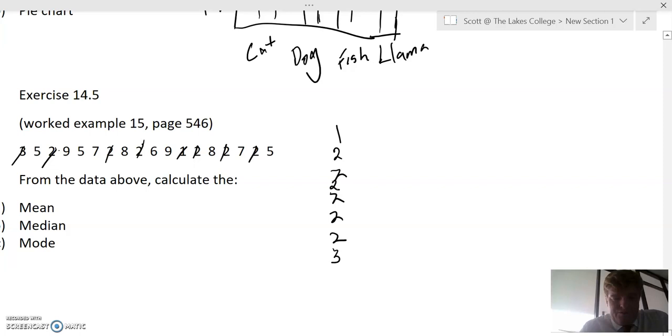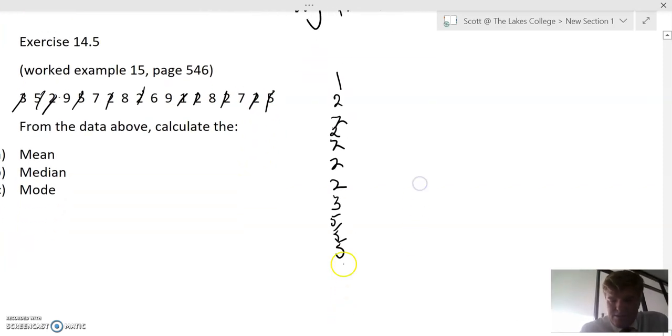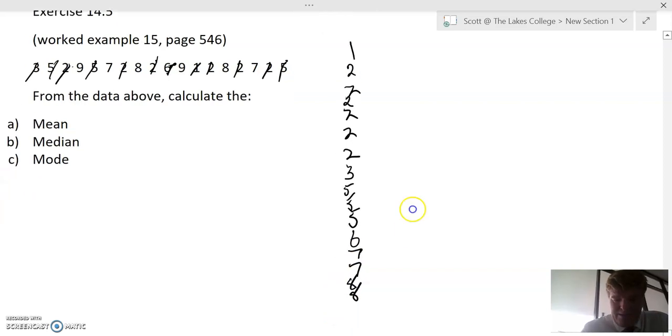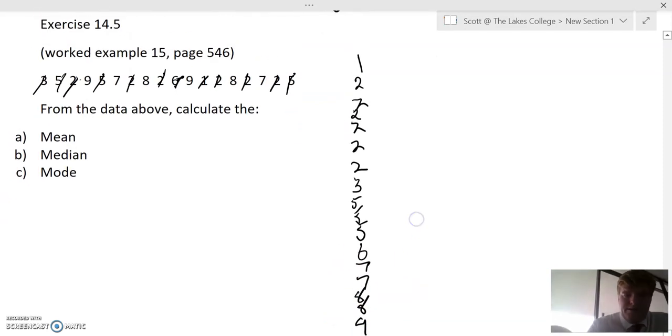We've got no 4s. We've got 3 5s: 5, 5, and 5. We've got 1 6. 2 7s, 2 8s, and a 9: 7, 7, 8, 8, and a 9. Okay, so let's do some calculations here.